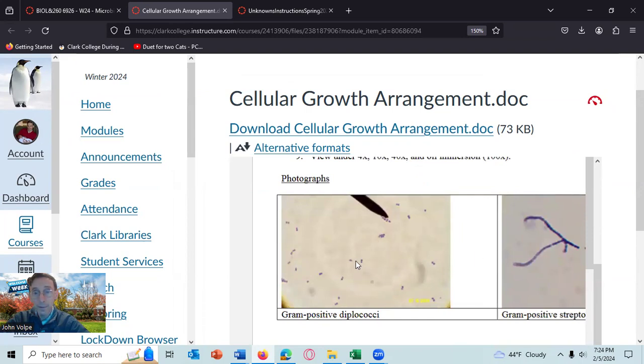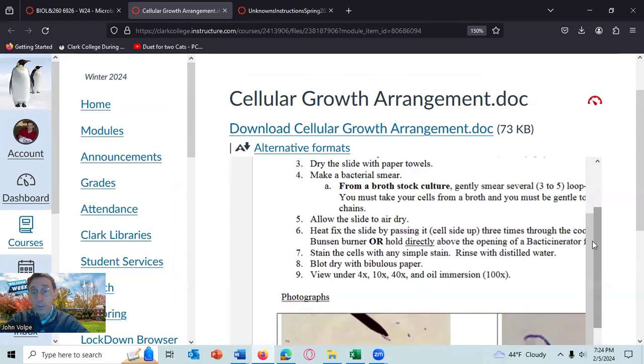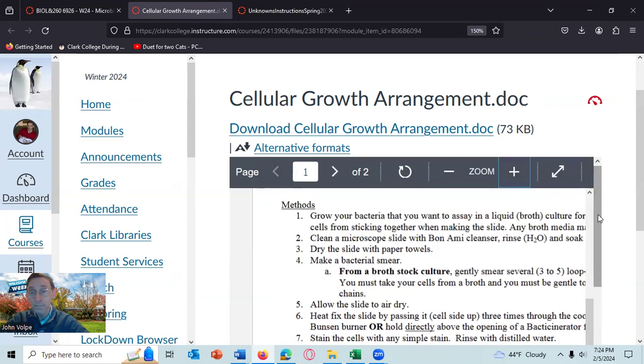Anyways, there are some diplococci there, and there's a streptococci. The point is, to get the cellular growth arrangement, you have to do a test on it. You cannot get that from the gram stain. Any question about that?